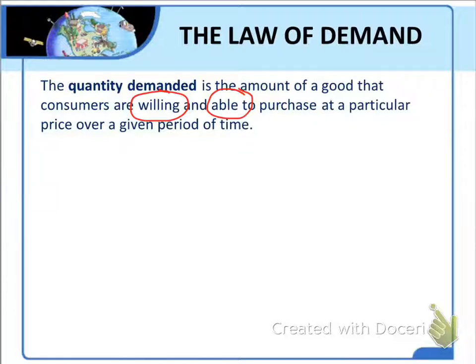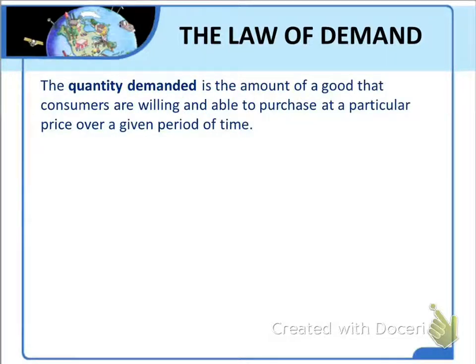So if you're both willing and able to purchase at the price, the other part has to be true as well. Maybe you're willing to spend the money on something, but if you are not able to because you don't have the money, then you're not demanding it either. So you have to be both willing and able to purchase something at a particular price to demand it. Demand is not want. Demand means willing and able. That means if it's sold at that price, then you will actually buy it at that price.